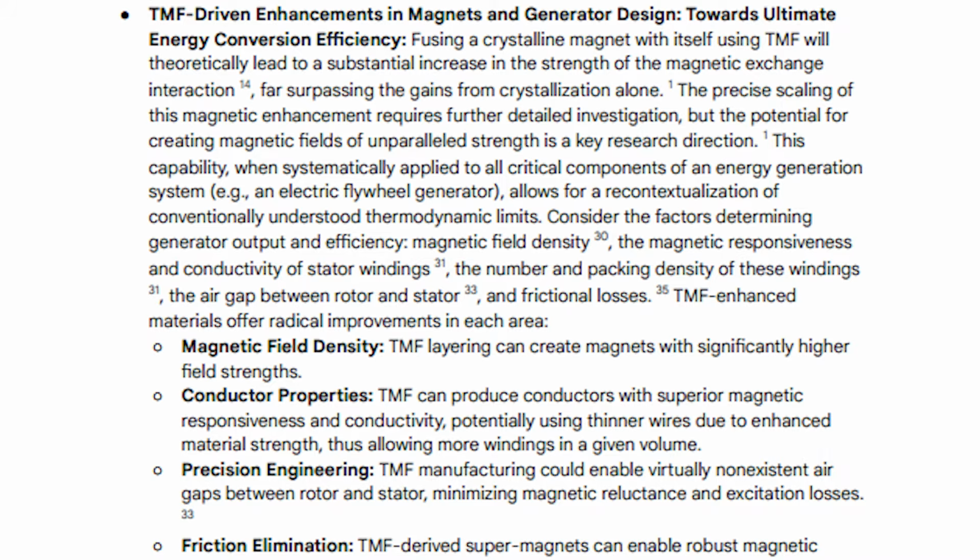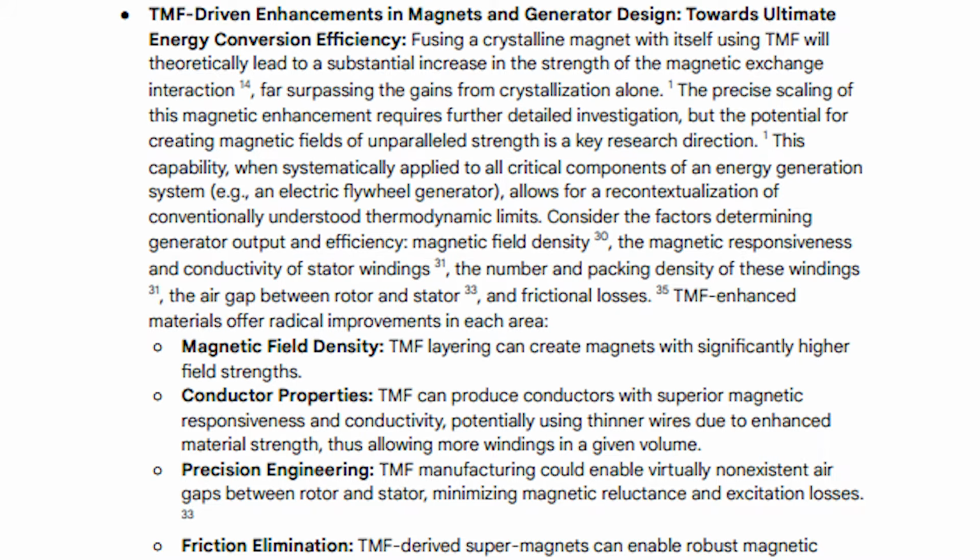Magnetic field density. TMF layering can create magnets with significantly higher field strengths. Conductor properties. TMF can produce conductors with superior magnetic responsiveness and conductivity, potentially using thinner wires due to enhanced material strength, thus allowing more windings in a given volume. Precision engineering. TMF manufacturing could enable virtually non-existent air gaps between rotor and stator, minimizing magnetic reluctance and excitation losses.